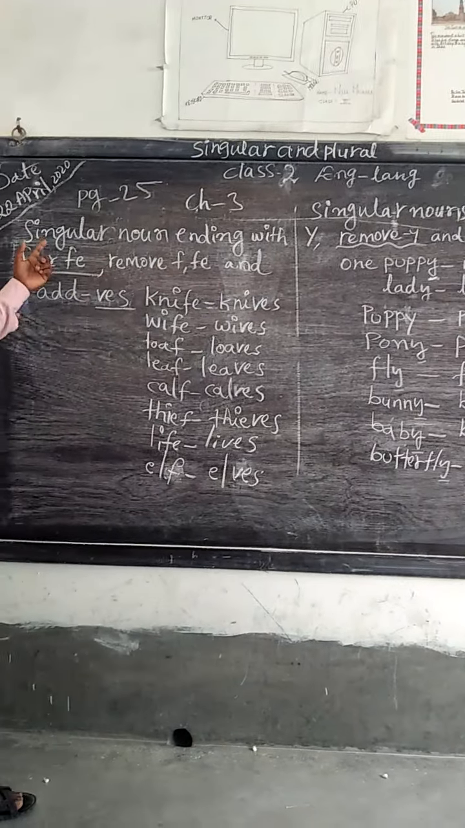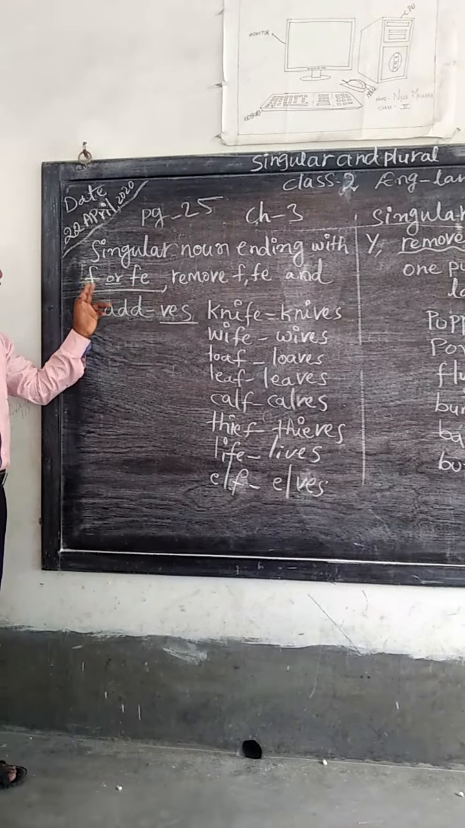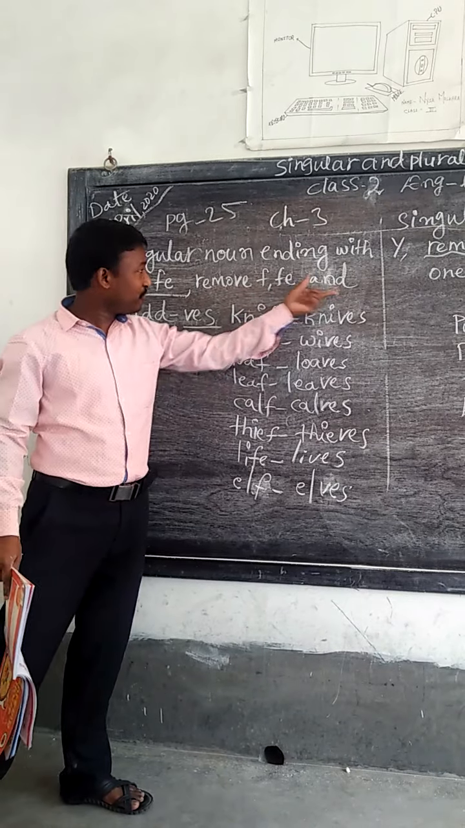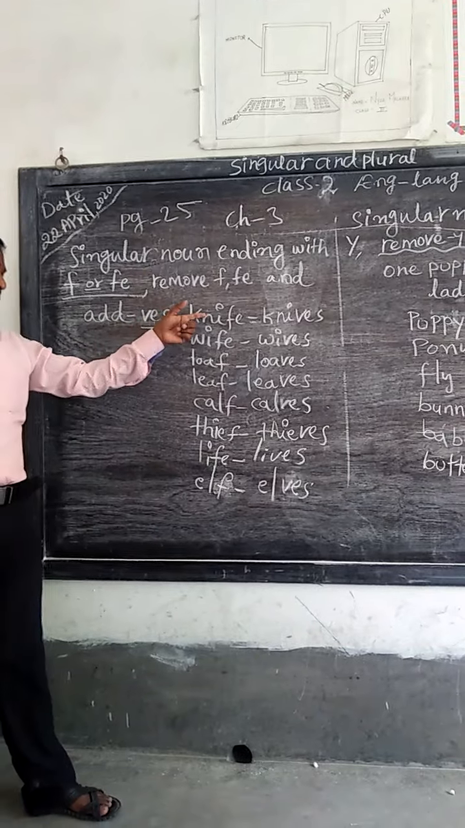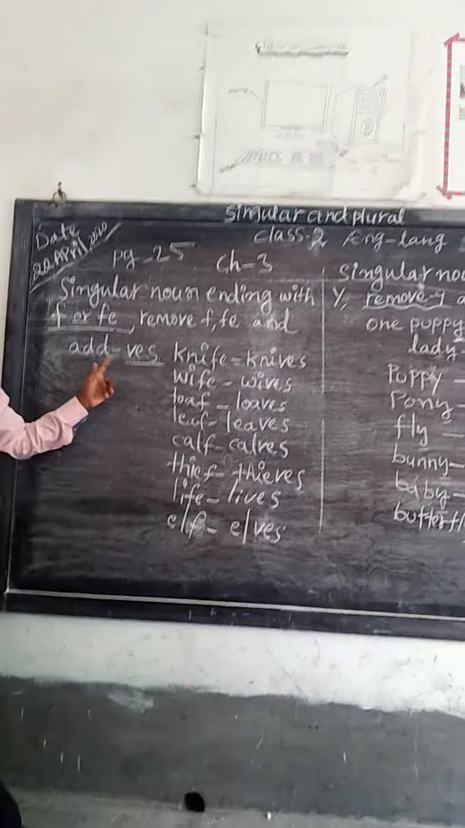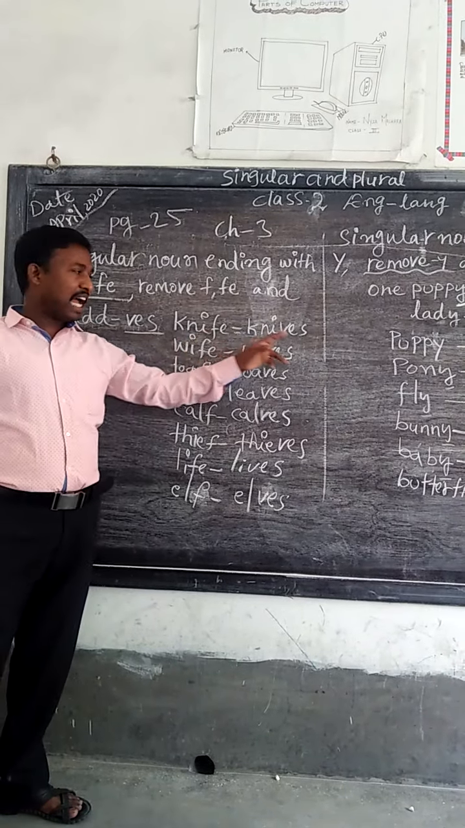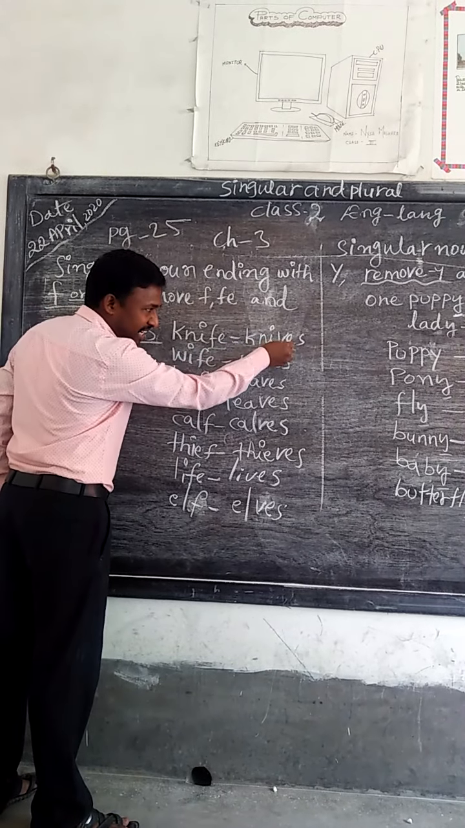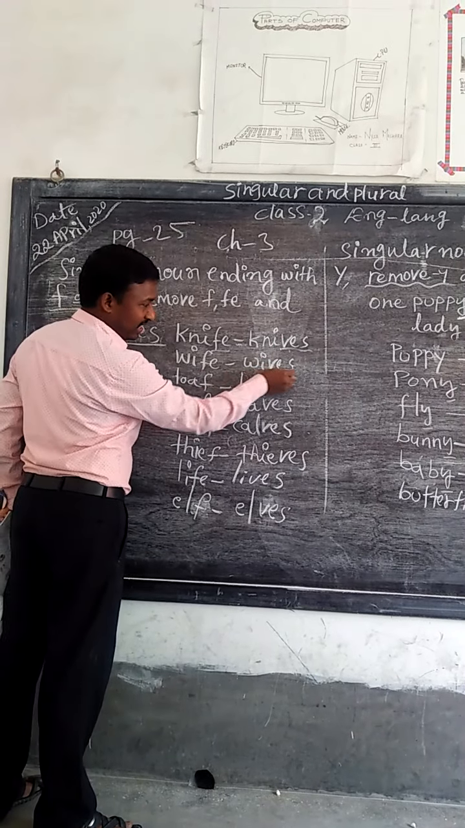Now you see here, singular nouns ending with f or fe. Remove f or fe, that means we are removing this f or fe and adding ves. Knife, knives. Here we are removing fe and adding ves. Wife, wives; we are adding ves.